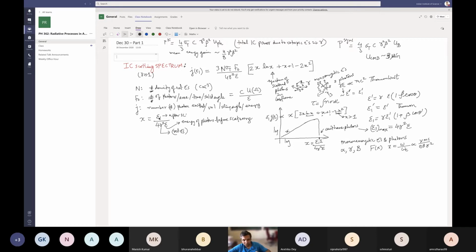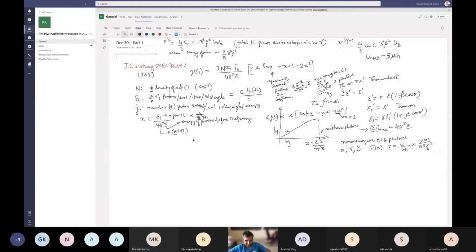Here x is epsilon 1 divided by 4 gamma squared epsilon, which is nothing but nu 1 by 4 gamma squared nu naught, because epsilon is just h nu. Epsilon 1 is h nu 1. Nu naught is the frequency of photons before scattering. So you see almost identical looking formulas. There's a nu by nu naught, and there's a 1 by gamma squared factor in both cases.